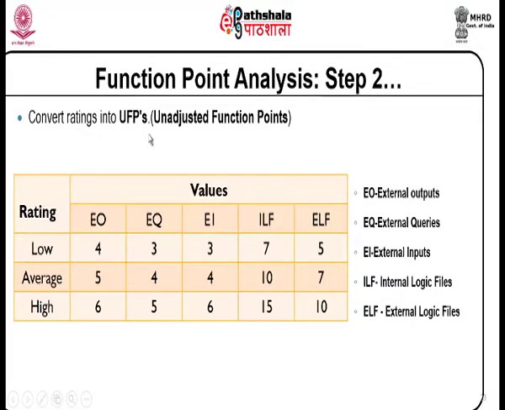Converting ratings into unadjusted function points. External output: if the rating is low, the value is 4. If the rating is average, the value is 5, and if the rating is high, the value is 6. Similarly, for external queries, if the rating is low, the value is 3. If average, the value is 4. If high, the value is 5. For external input, if the rating is low, the value is 3. If average, the value is 4. If high, the value is 6.